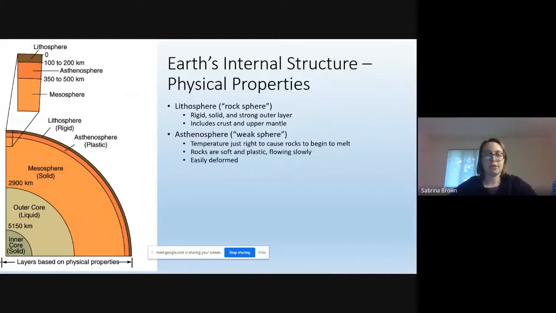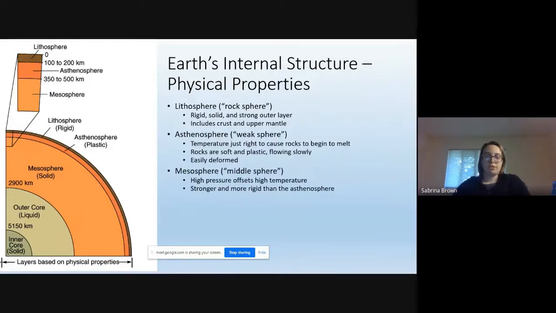The asthenosphere is the weak sphere, and it's called the weak sphere because it's kind of flowy. It's a little plasticky and easily deformed. And that's because the temperature is just right for the rocks to begin to melt, but the pressure is not high enough to keep them solid. And so we have rocks that are just starting to melt. They're maybe a little liquidy. They're soft and easy to deform, but I don't want you to think of this as like a liquid layer. It's still solid. It's just easily deformed, easy to smush around.